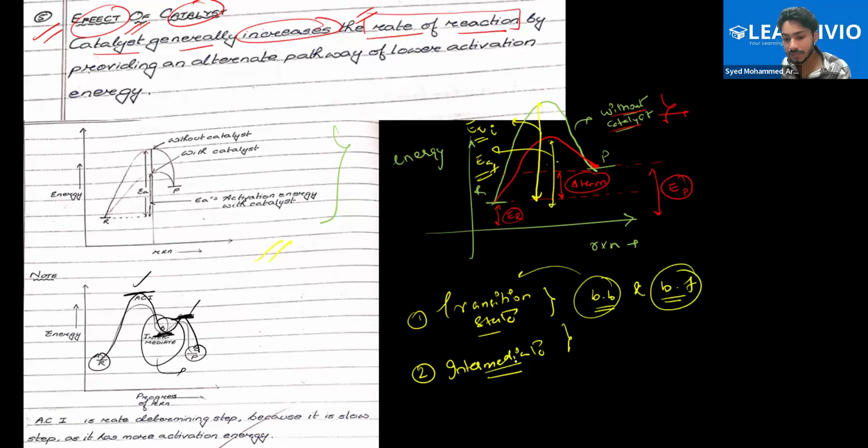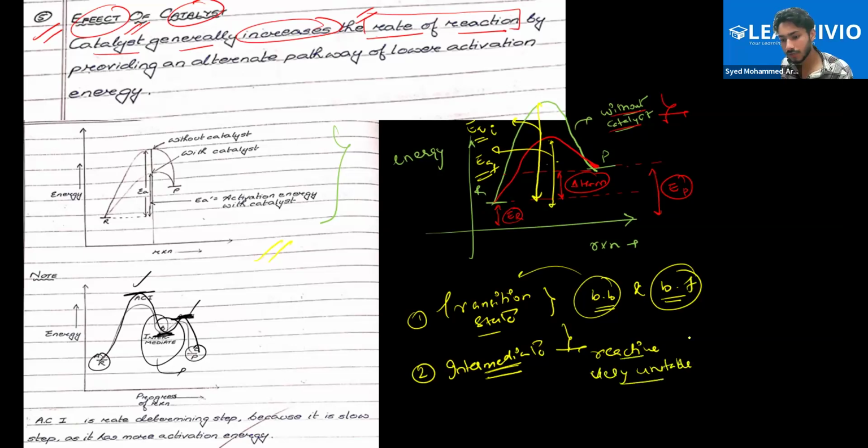And intermediate states are those states which are in between the product and the reactant, and these states are basically very reactive, very unstable.